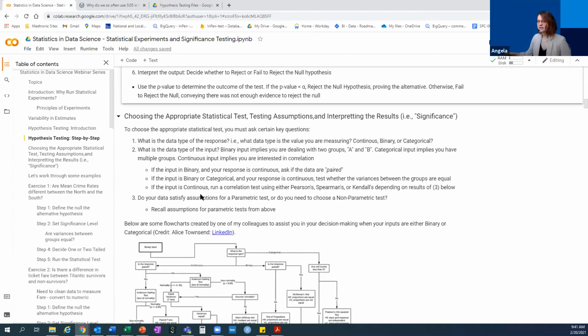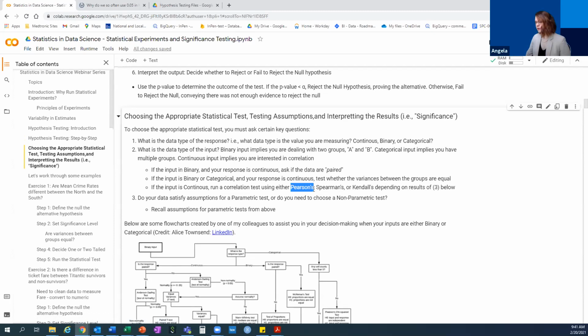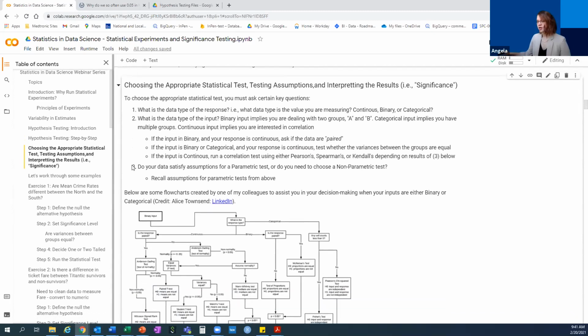And if the input is continuous, you will likely be running a correlation test. Here are some different correlation tests to run. It varies depending on whether your data passes a test for the assumptions of these tests. So this is the parametric correlation test, and these are non-parametric. So again, you need to ask yourself, do your data satisfy assumptions for a parametric test, or do you need to choose a non-parametric test?